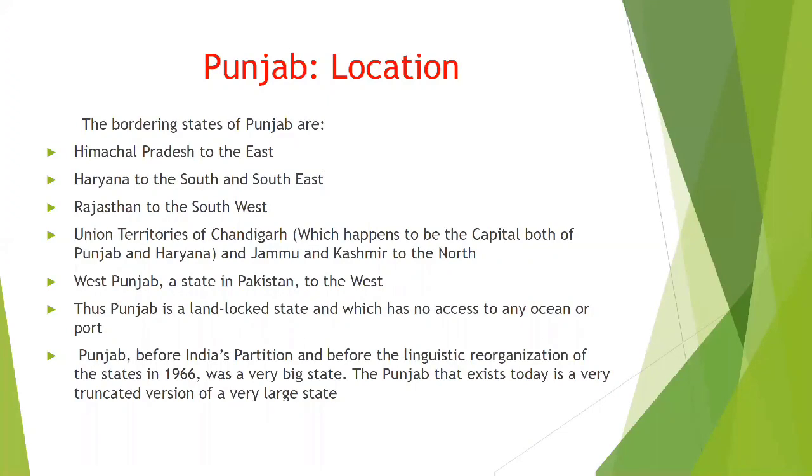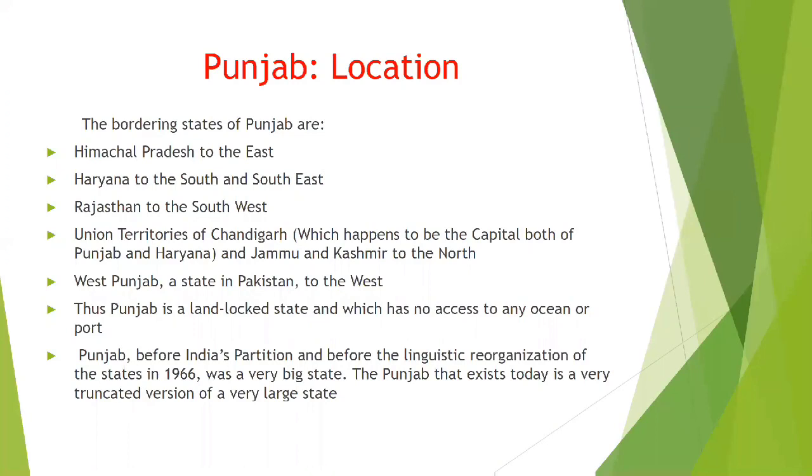Location. It's a state which is bounded on all sides. The temperature is continental type because it's like a landlocked area totally. The bordering states are Himachal Pradesh to the east, Haryana to the south and southeast, Rajasthan to the southeast, UTs of Chandigarh, which happens to be the combined capital of Punjab and Haryana, and Jammu and Kashmir, which is a newly carved out UT to the north. West Punjab, a state in Pakistan, to the west. In Punjabi, we call it Lenda Punjab because it is towards the west, and Lenda means the sunset.